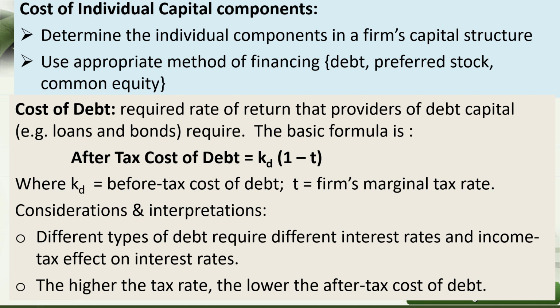The higher the tax rate, the lower the after tax cost of debt. So we know that. For example, if the tax rate is 30%, the multiplying factor becomes 0.7. But if the tax rate is 40%, the multiplying factor is 0.6. That will be taken into consideration. So accordingly, you can do that. Okay. The higher the tax rate, the lower the after tax cost of debt.